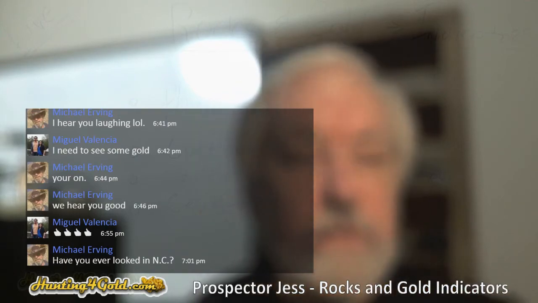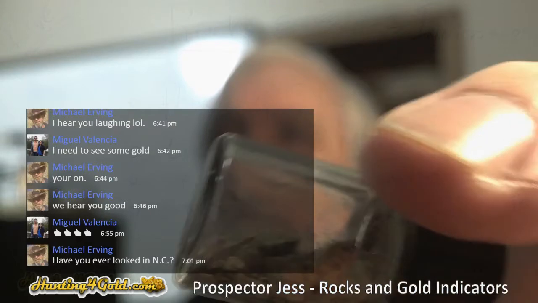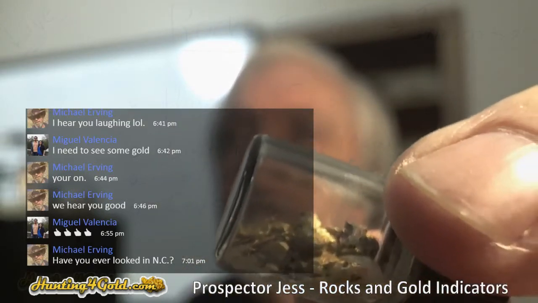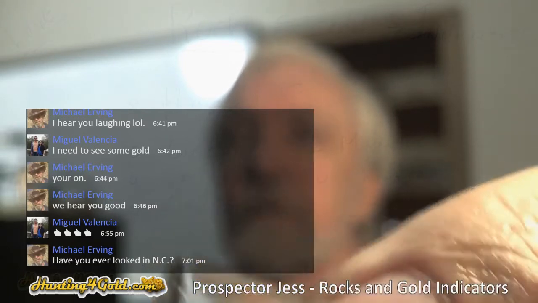Let me see if I can find this, a little flatter material. You see how these are a little more polished, a little more rounded? That would indicate that they've been out of the lode longer and going down the stream bed a little while longer.